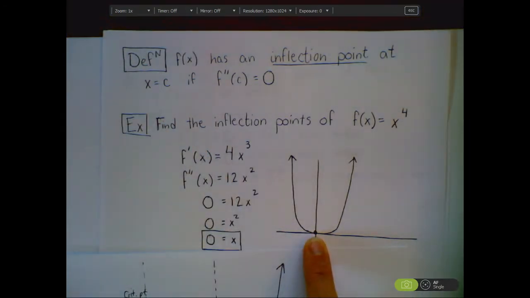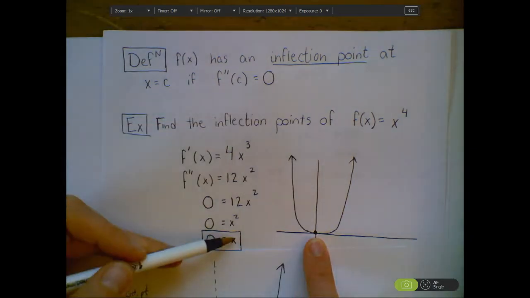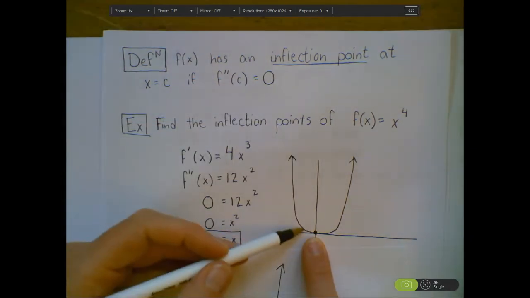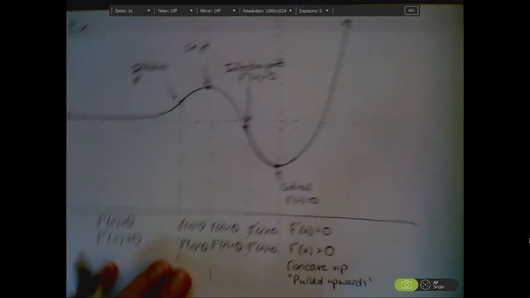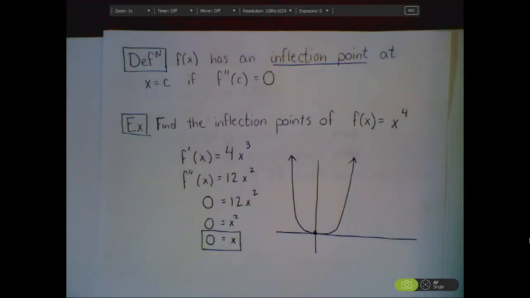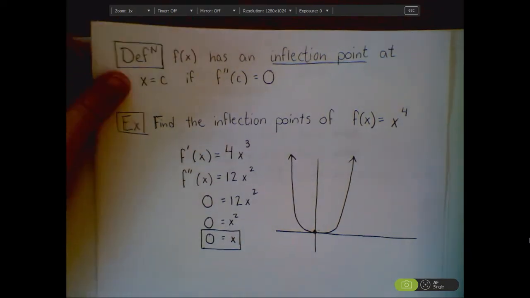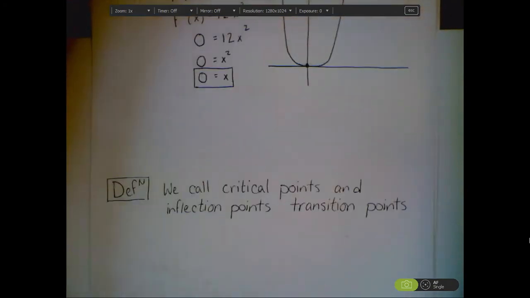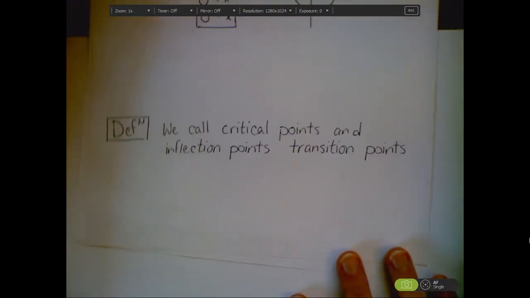And just by doing the second derivative and setting it equal to 0, that doesn't necessarily tell us whether that inflection point is going to be one of these cool inflection points where the concavity changes, or whether it's going to be one of these boring inflection points where it's just sort of a dud because the critical point is the same place as the inflection point.